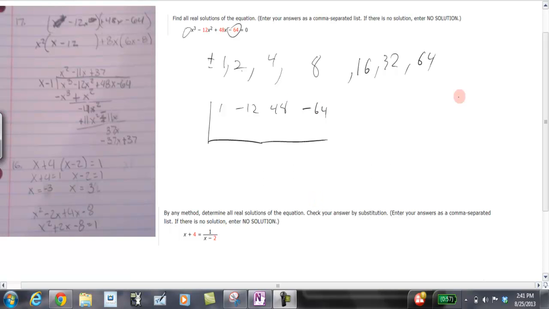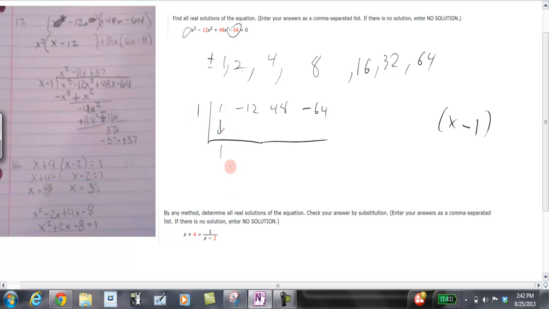Okay, so if we're going to try a number, remember it's of the form x minus k, where k is over here. So if I wanted to test the number 1, what I'm really testing here is the factor of x minus 1. So anyway, we'll work through that, double check it.